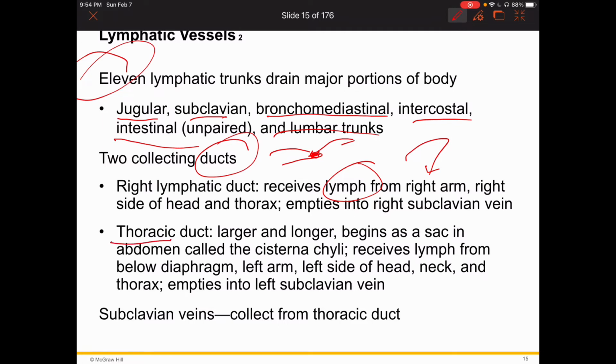The thoracic duct is going to be larger and it extends for a longer length. It does this interesting thing where we talked about the cisterns. It actually begins as what we call the cisterna chyli. It receives lymph from below the diaphragm, so the inferior part of the body, and then also the left side of the body, where the arm, head, neck, and of course the thorax, all empty into the left subclavian vein. And then the subclavian veins themselves collect from that thoracic duct.